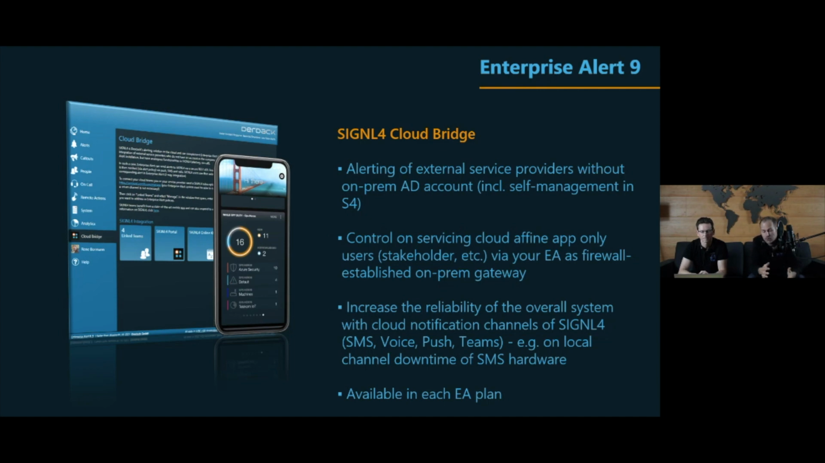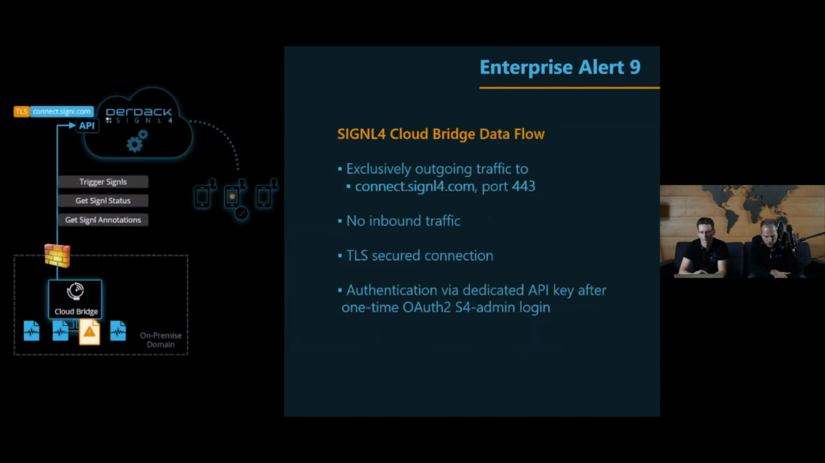And it's also available in the EGA plan from version 9.1 onwards. And let's look at how data flows before we jump into a demo here as well. I mentioned it's outbound traffic that we talk about. So we coded a new connector or module. We named it Cloud Bridge. You can see it on the picture on the bottom left here.